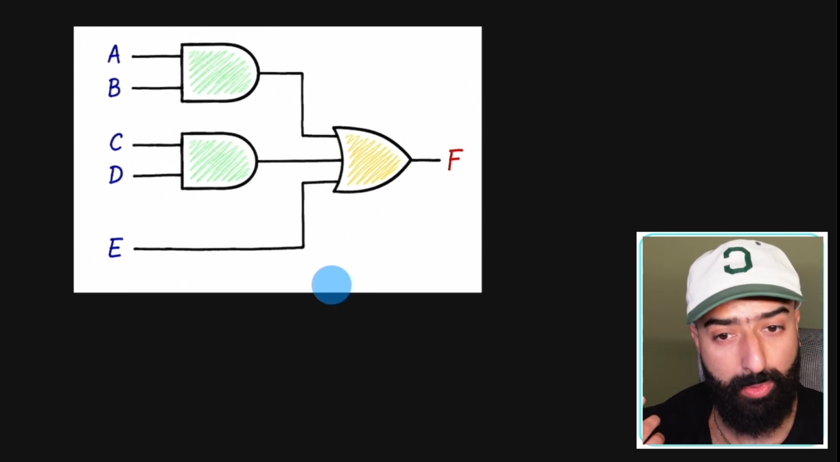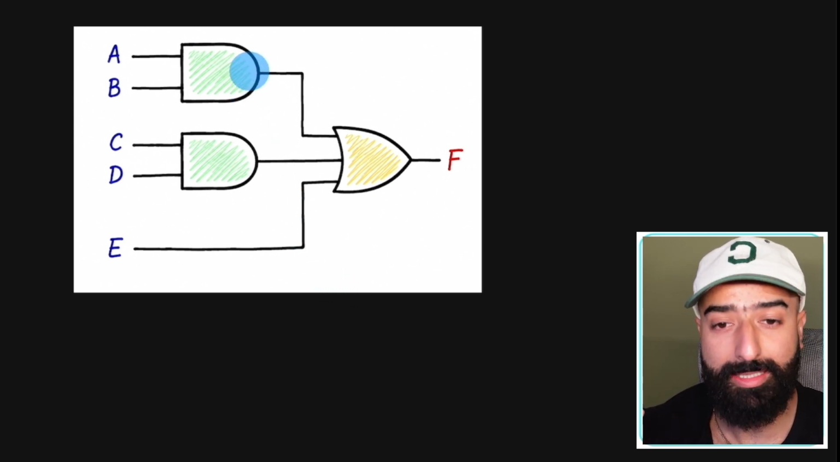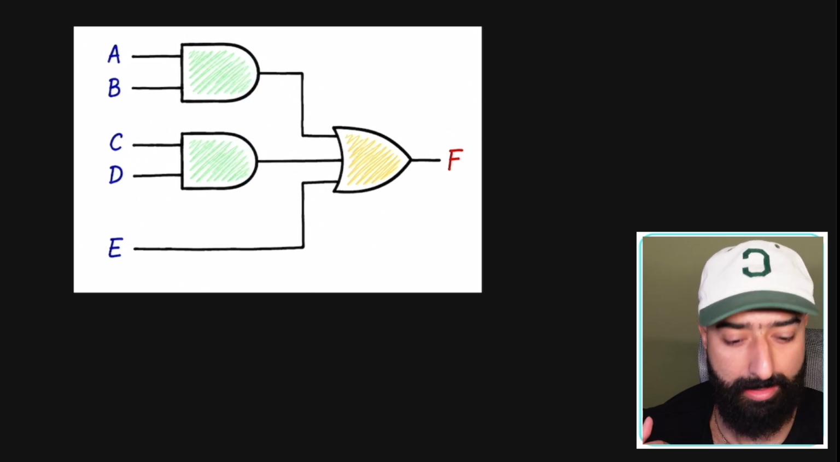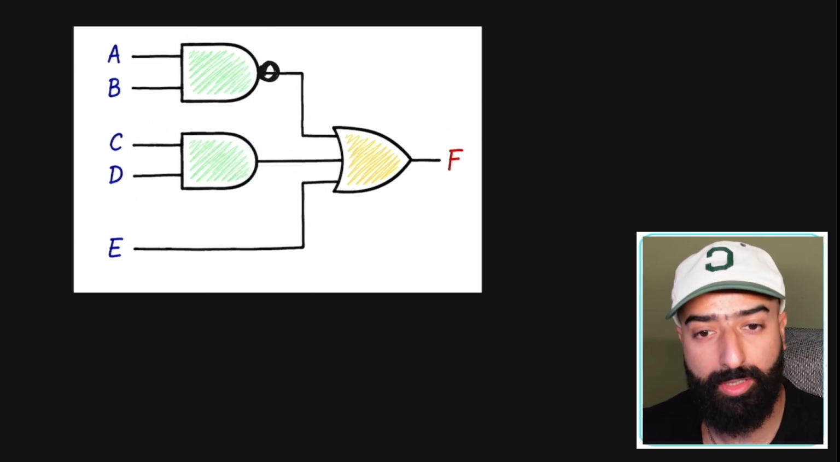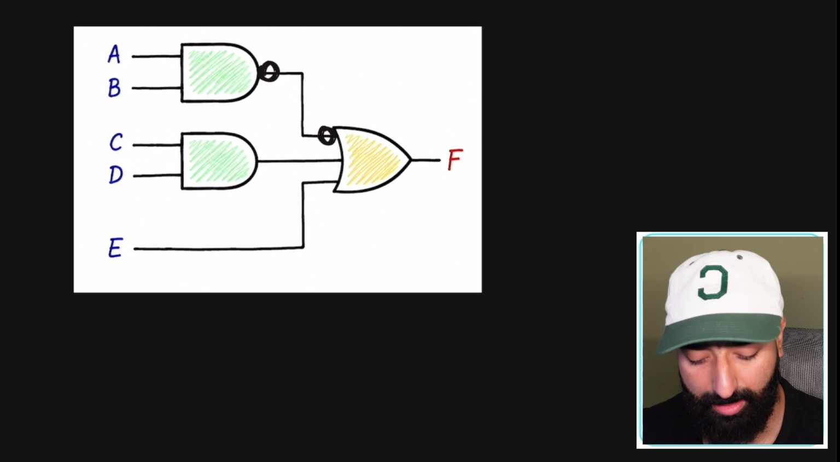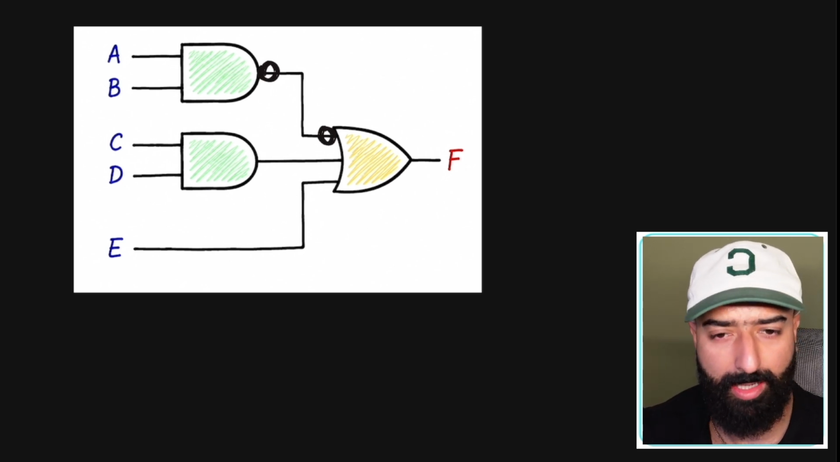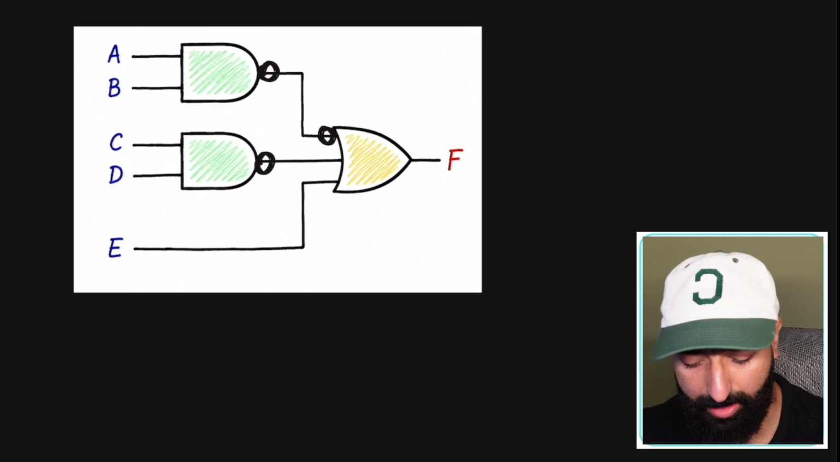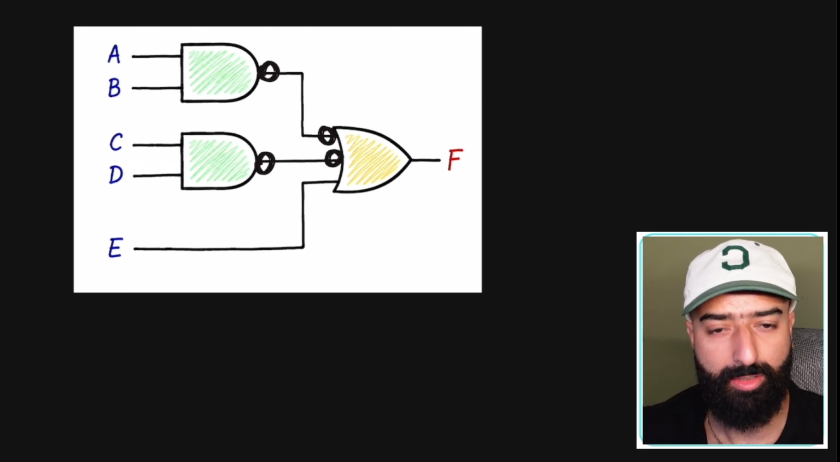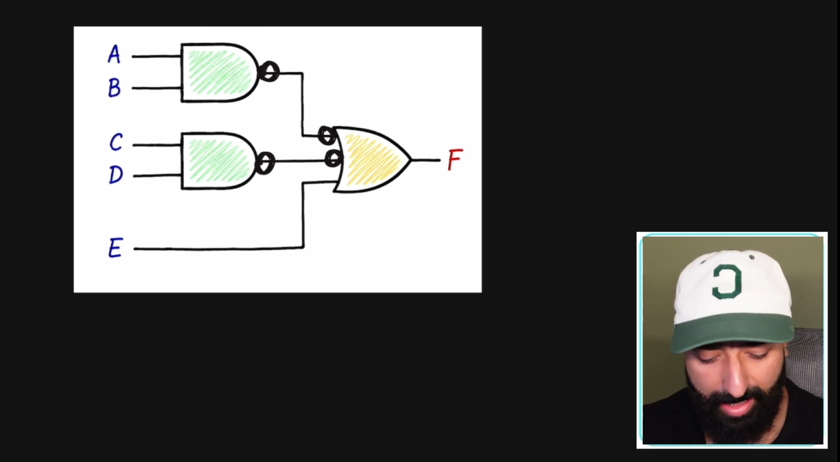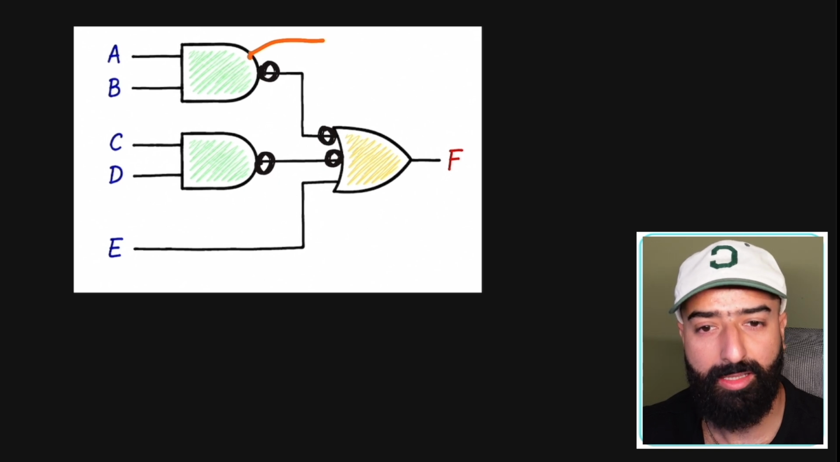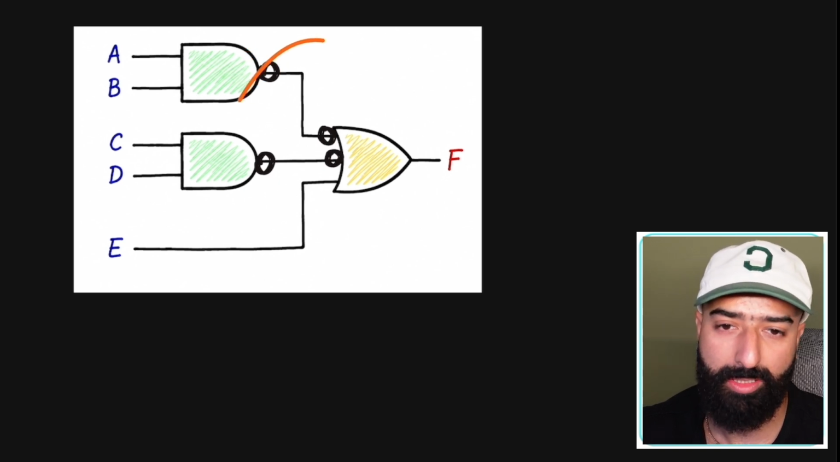The way I would try and do this is to convert these AND gates into NAND gates. It's okay if I invert this and this together. Two inversions mean no inversion. I can do the same for this. A NOT here and a NOT here. Two inversions mean no inversion. And right away, look at this. This AND gate has been converted into a NAND gate.